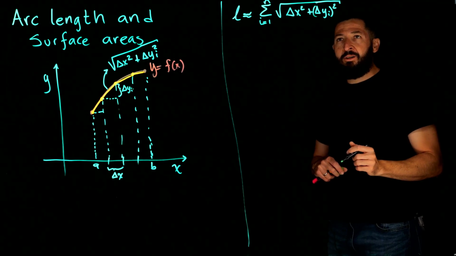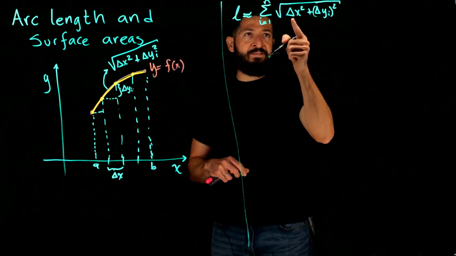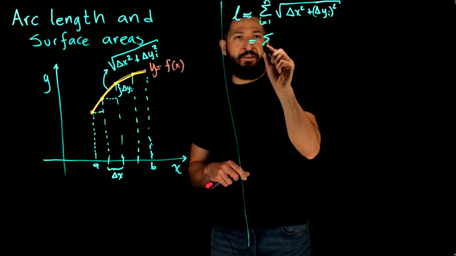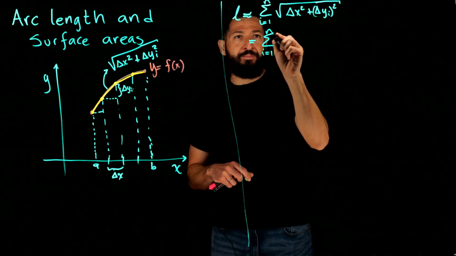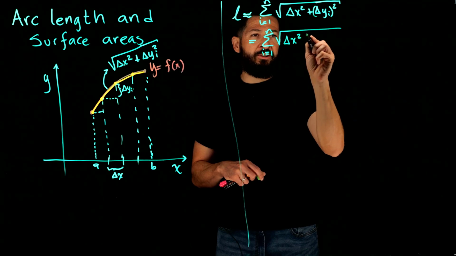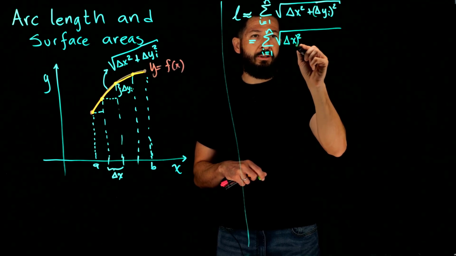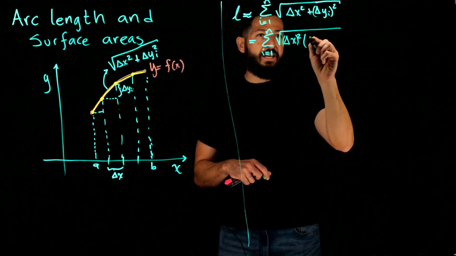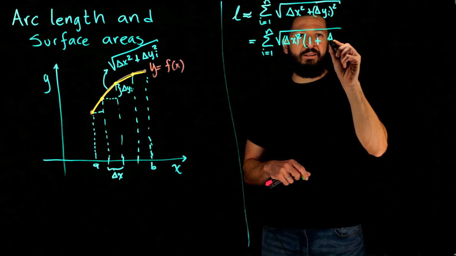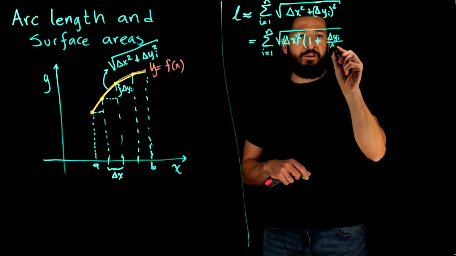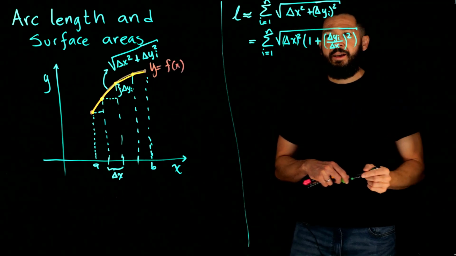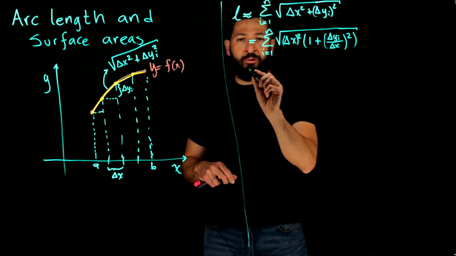All right. So what we can do here is factor a delta x out. Technically I have to factor out a delta x squared, and I get a 1 plus, and you say, well, there's no delta x on this term, but I can write it as delta yi over delta x, squared. And I can pull this delta x out of the square root.